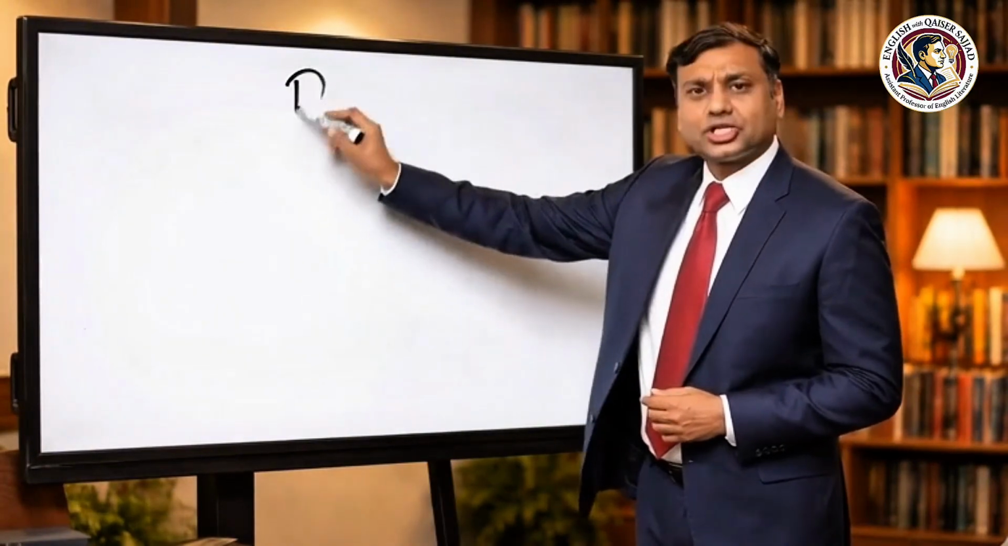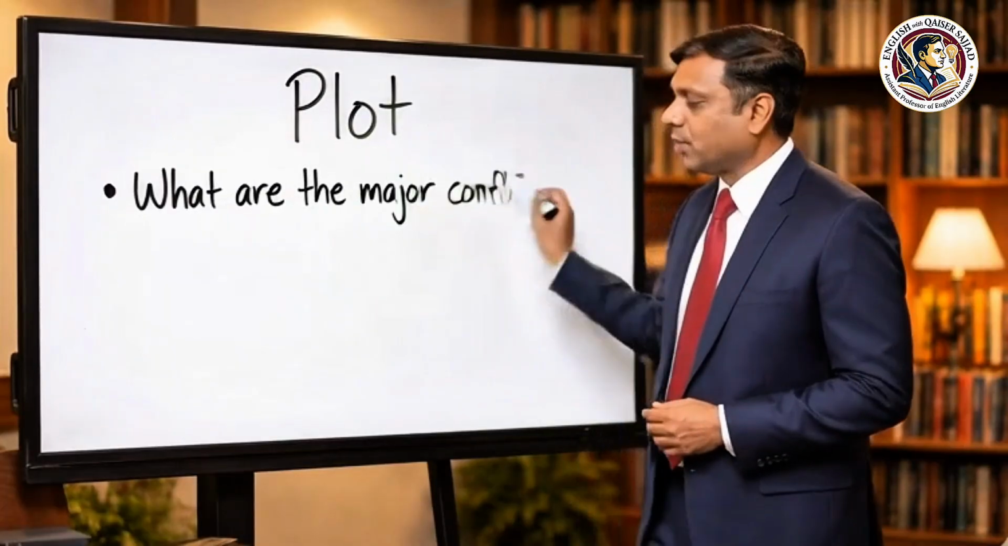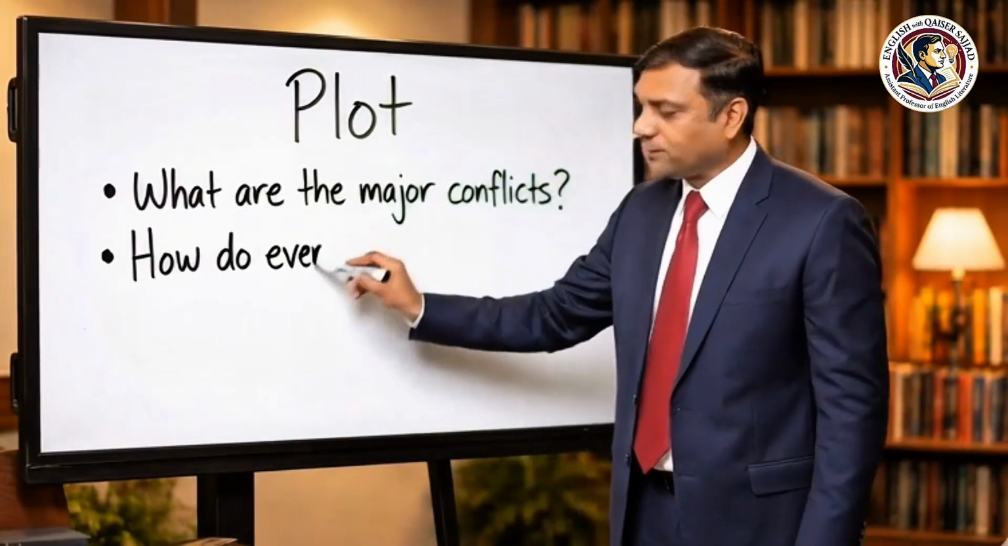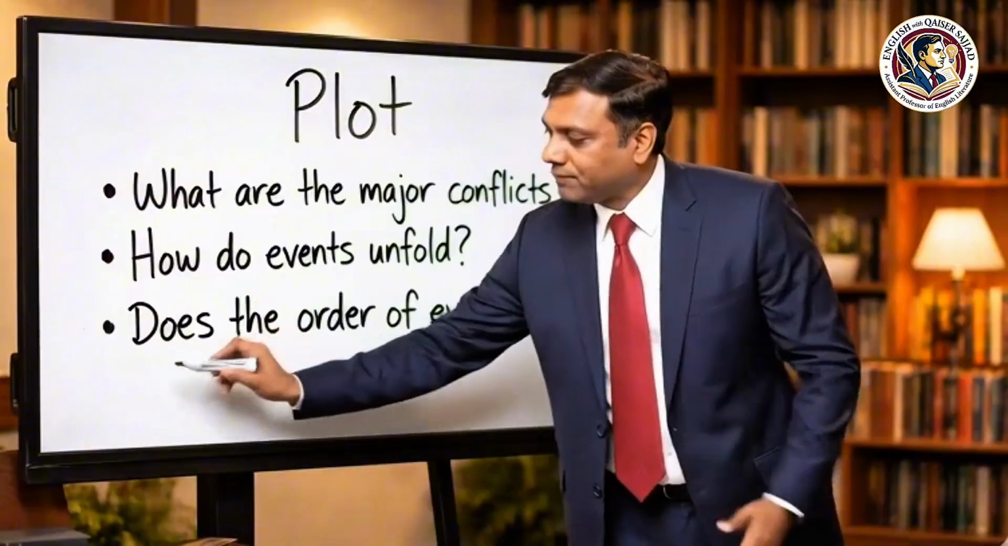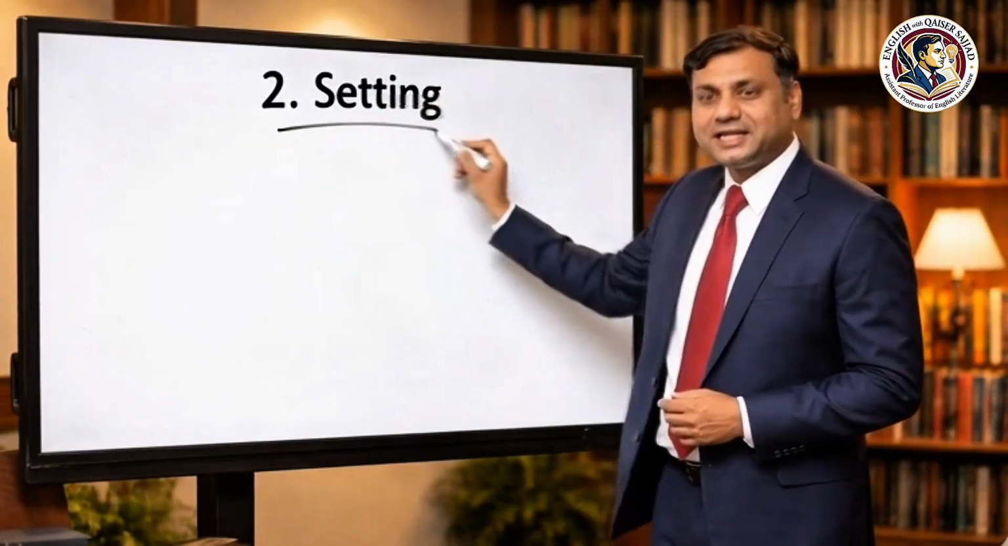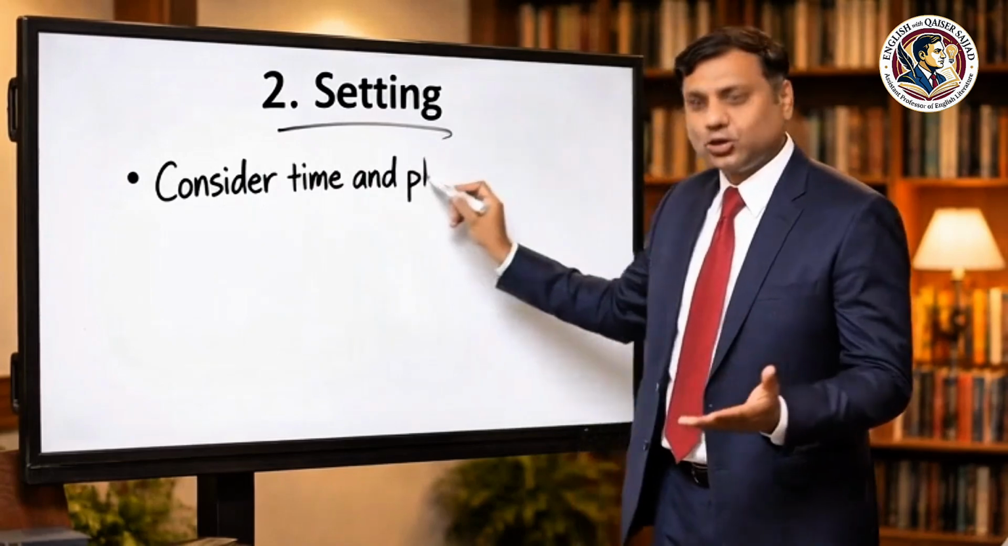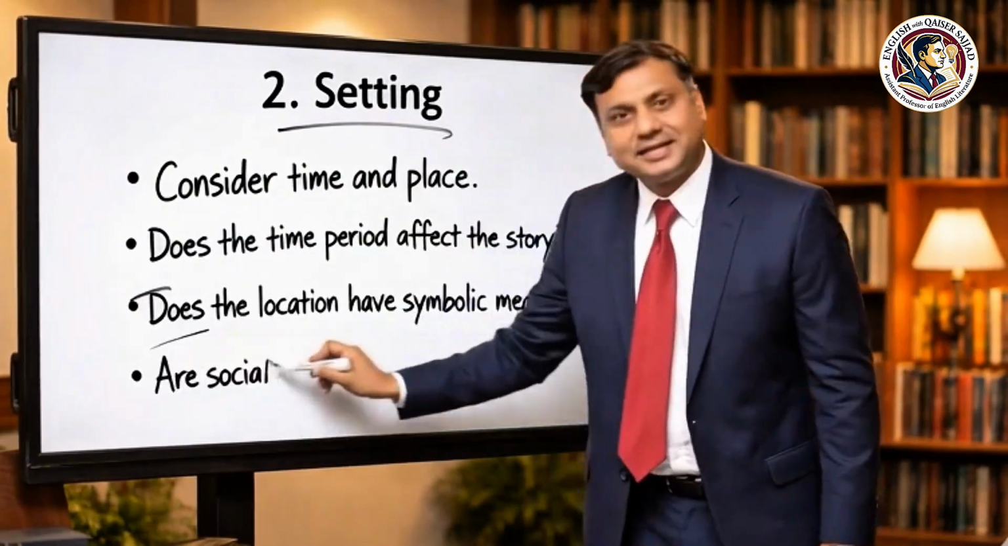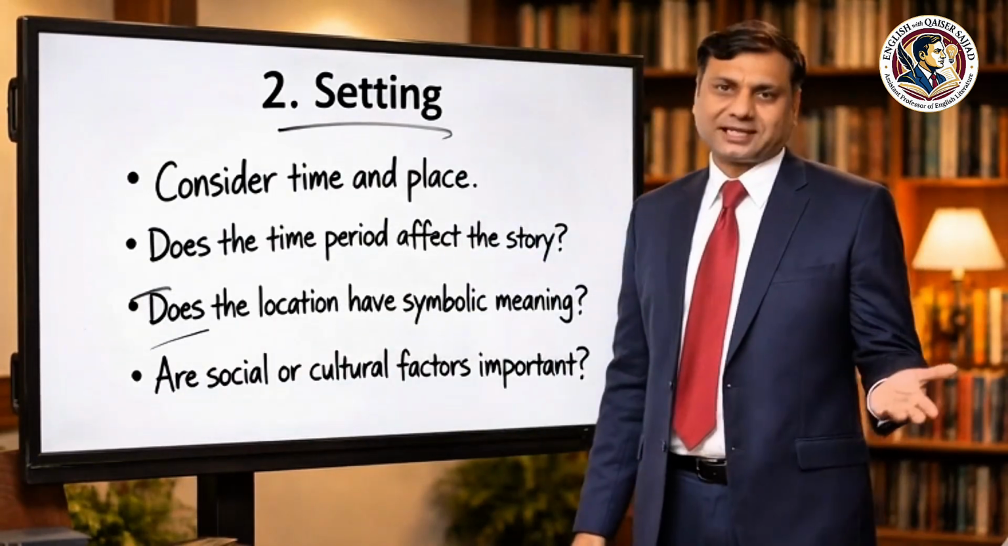Plot. Look at the structure of events. What are the major conflicts? How do events unfold? Does the order of events highlight the theme? Setting. Consider time and place. Does the time period affect the story? Does the location have symbolic meaning? Are social or cultural factors important?